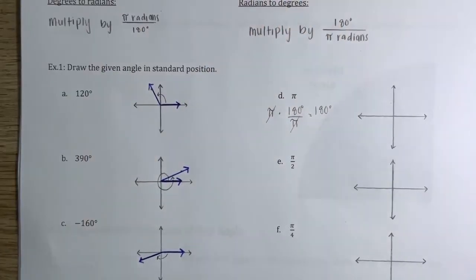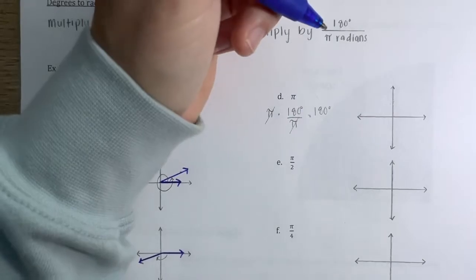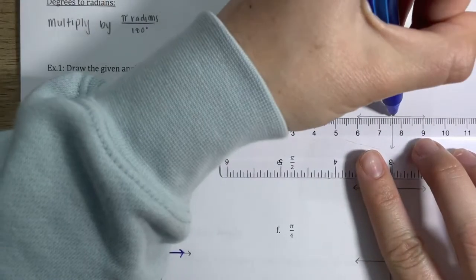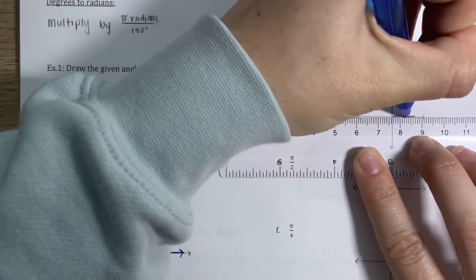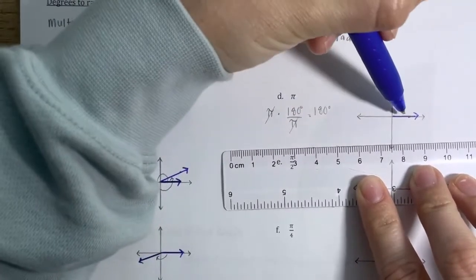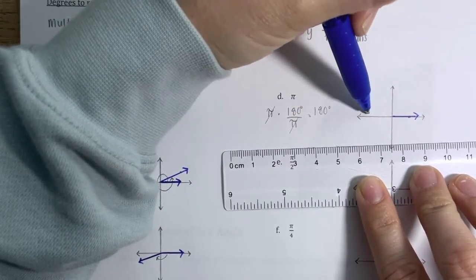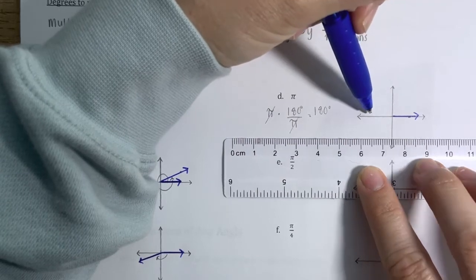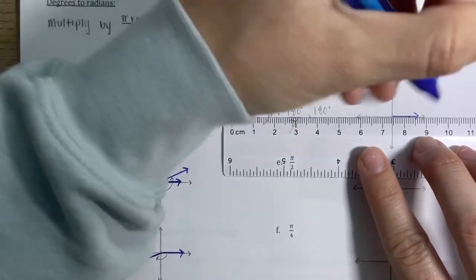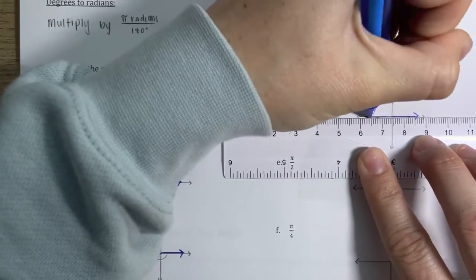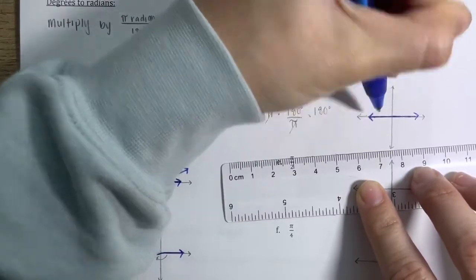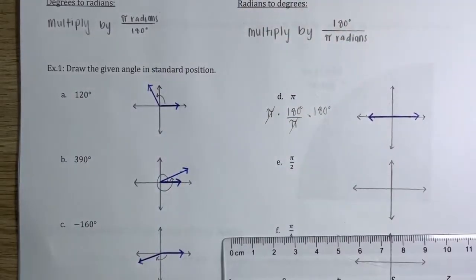180 degrees. So we know how to draw a 180-degree angle. So it still starts on the initial side, the positive x-axis. If I go up here, that's 90, and then around one more right angle gets me to 180. So a 180-degree angle is just a straight line.